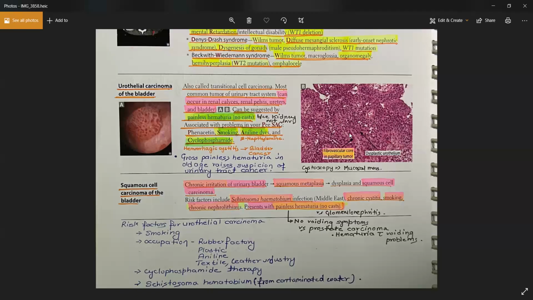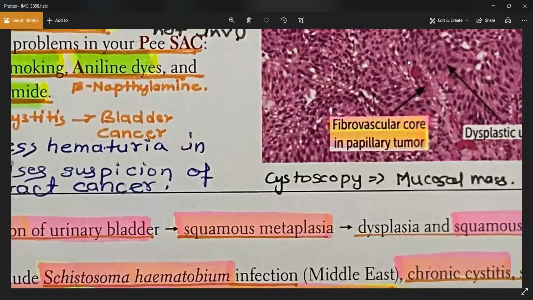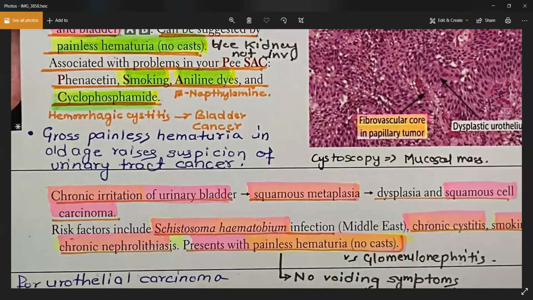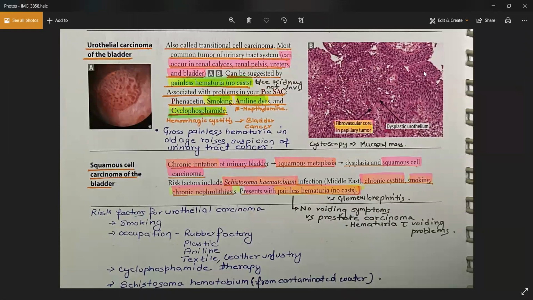It has a central fibrovascular core. As you can see, at the center you will have these blood vessels. The blood is present here, right? And all these fibrotic areas are present. Surrounding this fibrovascular core, you have these cells, the tumor cells. Dysplastic urothelium will be seen. So these kinds of papillary masses will be seen on the biopsy of the patient. This kind of mucosal mass is visible on the endoscopy of the patient.